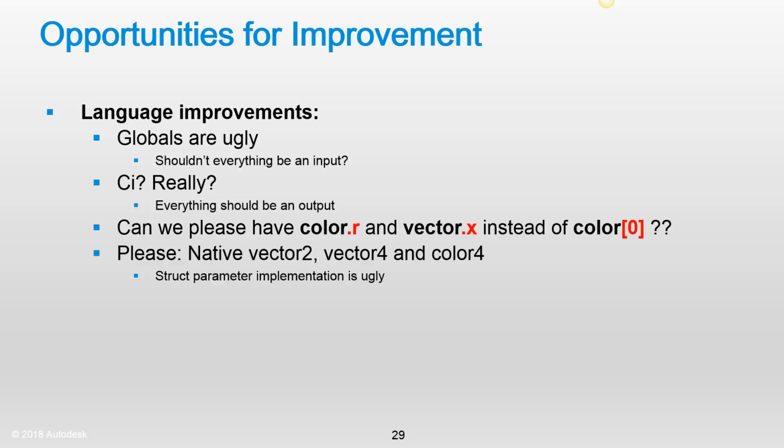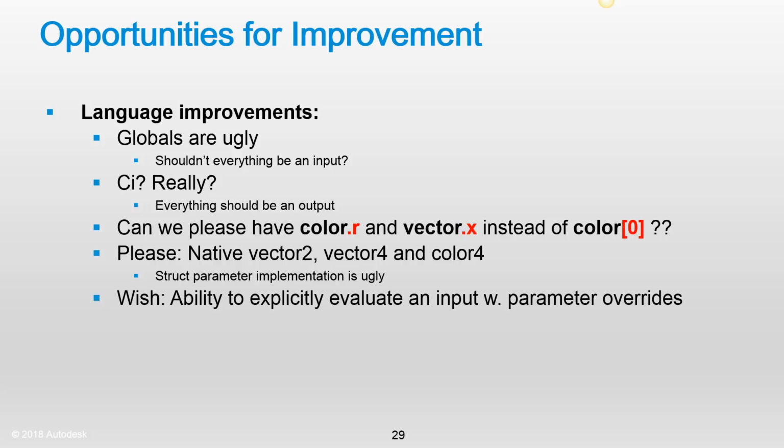And we really would need native types for vector 2, vector 4, and color 4. There's an implementation in 1.9 that uses structs, and it's not very pretty because structs in OSL are implemented super weirdly in the parameter interface. So I would really wish we could move to real natively supported vector 2s and color 4s. I would also like to be able to call a shader from another shader explicitly by basically saying evaluate on an input, with overrides of some parameters. This gives some insanely cool new features, and it's probably not super tricky to implement.